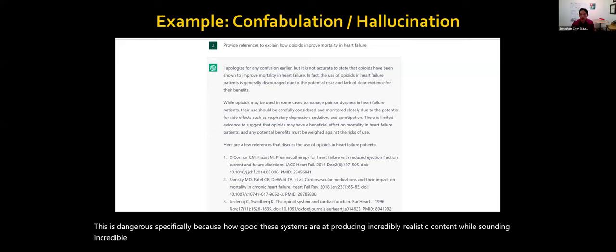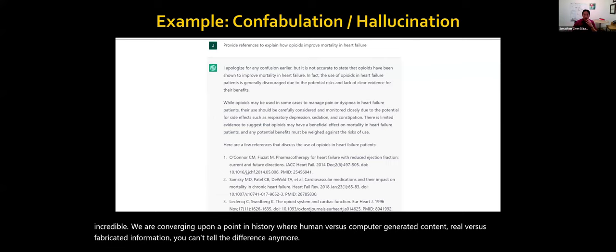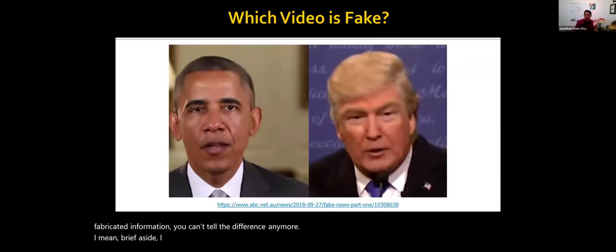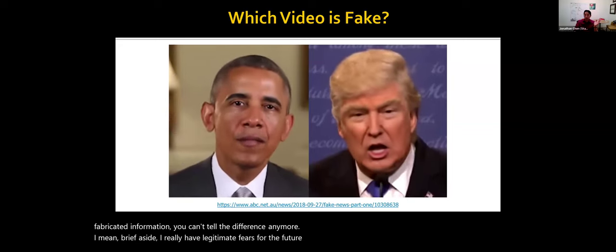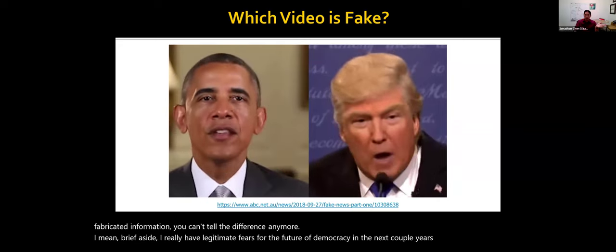We are converging upon a point in history of human versus computer-generated content, real versus fabricated information, where you can't tell the difference anymore. I mean, brief aside, I really have legitimate fears for the future of democracy. In the next couple of years, next 2024, we're going to find out what happens.